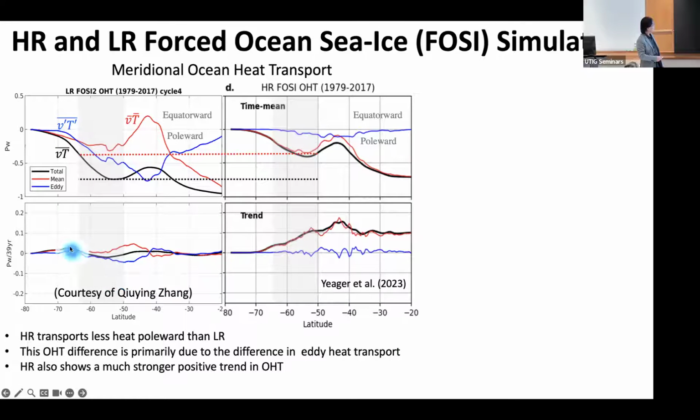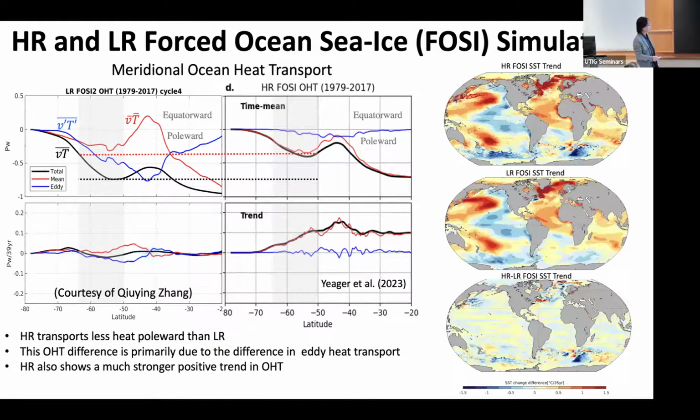In the low resolution model, it behaves very differently. So the projection, the trend of the heat transport, is also very different, right? So that would indicate that because the low resolution model is transporting too much heat poleward, we're getting warming in the Southern Ocean in the low resolution model. So if you look at the simulated sea surface temperature in the high resolution model and the low resolution model, we need to be careful because we're running the ocean only model, right?